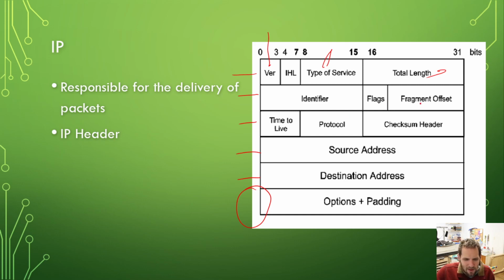and used to reassemble things. We have time to live, or TTL. This ensures that undelivered datagrams are eventually discarded, so that we're not waiting constantly forever for something to show up that's not going to because of some error. We have the protocol, so we have ICMP, TCP, UDP, and then we have our checksum, and this is for our error checking. And again, notice we have our source address and our destination address.